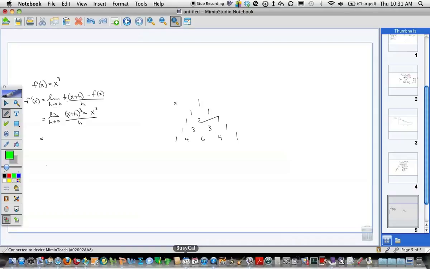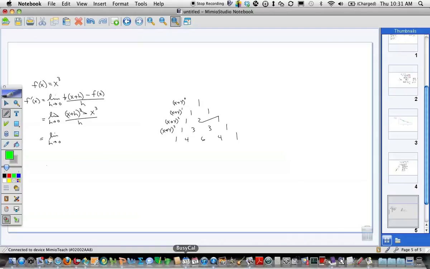So x plus y to the 0 is just 1. X plus y to the first is 1x plus 1y. X plus y to the second is 1x squared plus 2xy plus 1y squared. And x plus y to the third is 1x cubed. So let's write it down here.